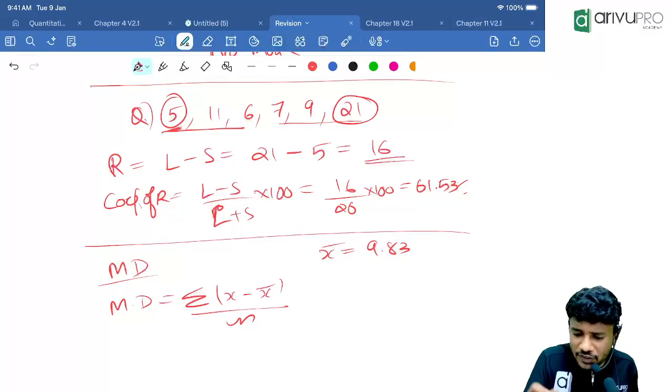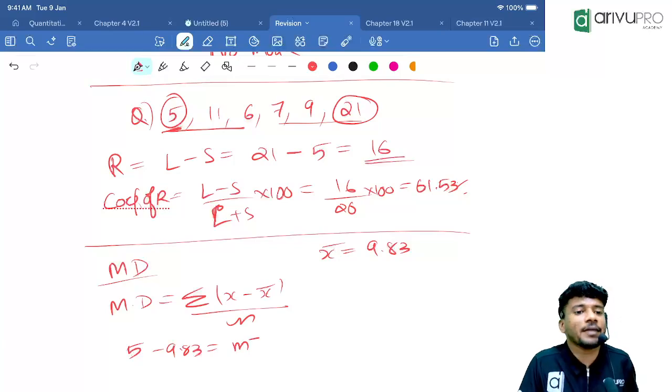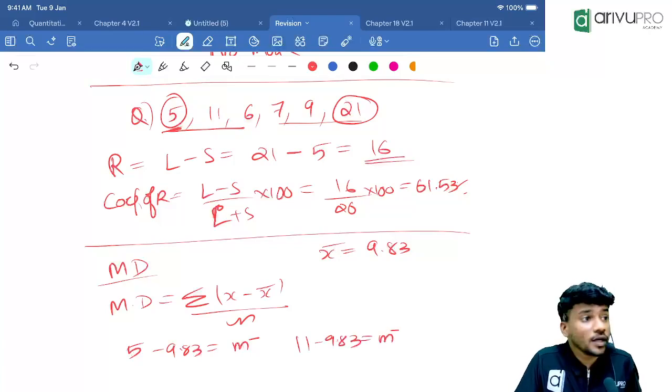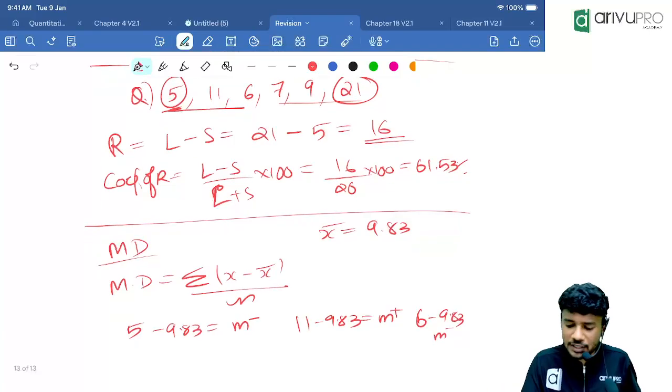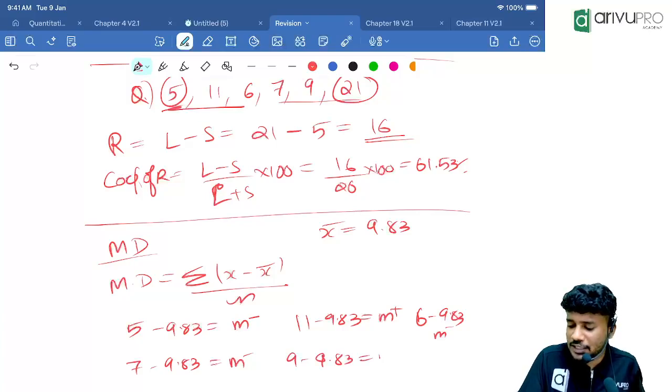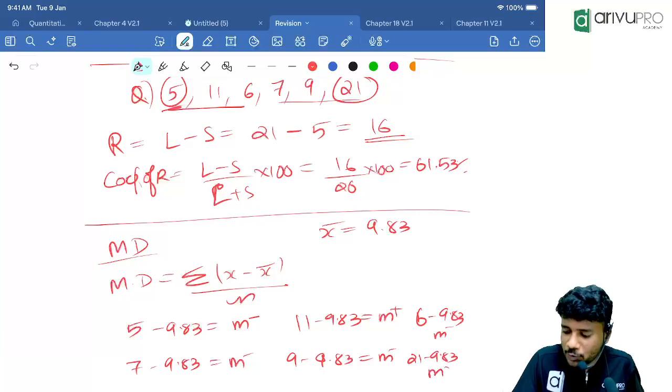So how to find it, people? First x value is 5. So 5 minus 9.83, which is a negative value, you click M minus on the calculator. Then the second value is 11 minus 9.83, which is positive, M plus. Then 6 minus 9.83, negative, M minus. 7 minus 9.83, negative, M minus. 9 minus 9.83, negative, M minus. 21 minus 9.83, positive, M plus.